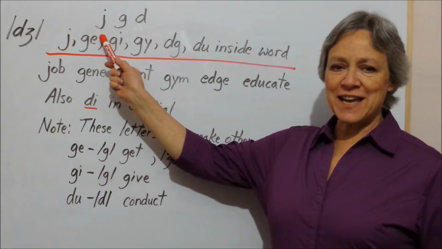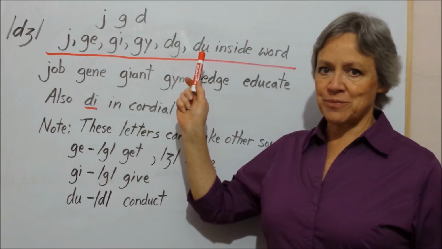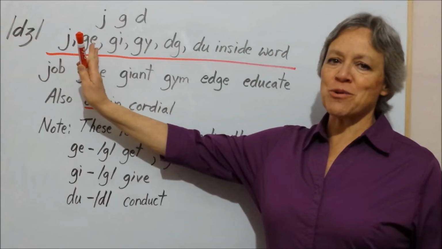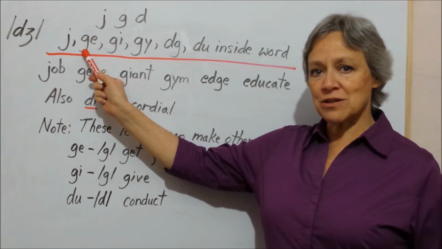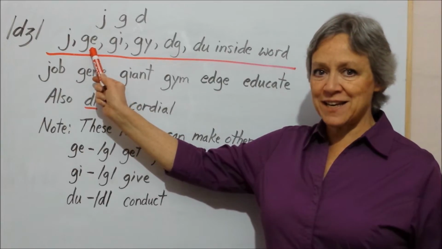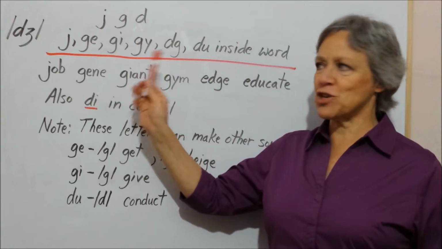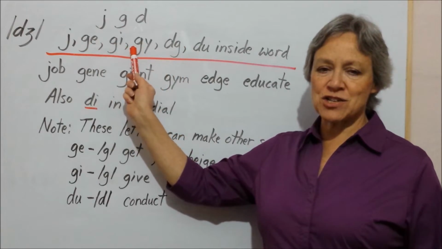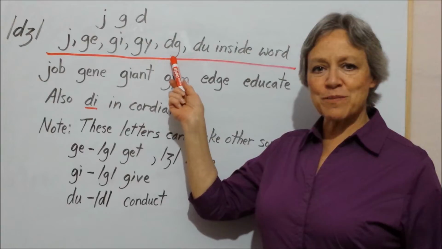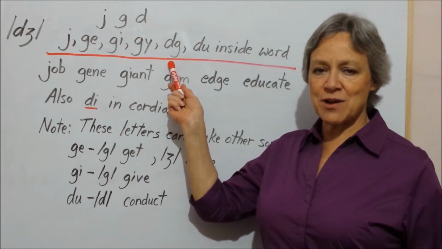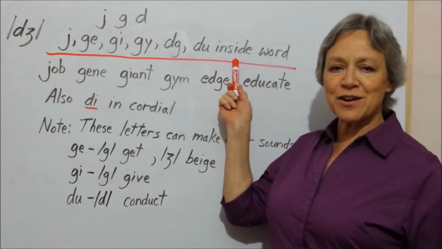The letters J, G, and D are the ones that most often give us the j sound. The letter J almost always gives the j sound. The letter G makes the j when it is followed by the letter E, by the letter I, or the letter Y. Of course, there are many exceptions, but often when we get these letter combinations, we get the j sound. The letter D, when followed by G, makes the j sound, and also the letter D followed by U when it's in the middle of a word or inside a word.